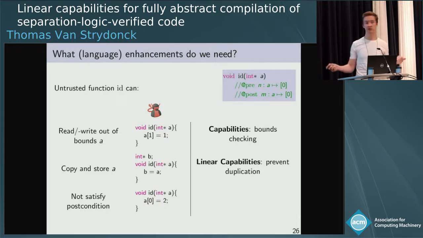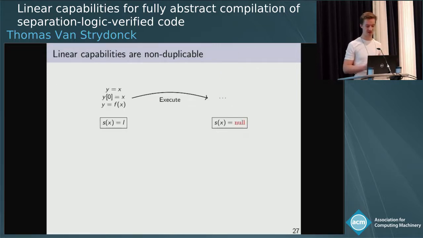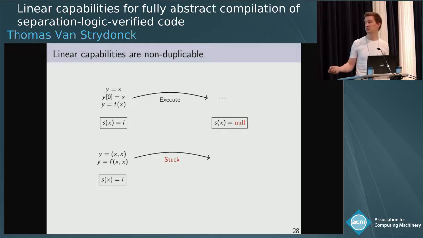To avoid copying and storing A, we introduce a special type of capability called a linear capability that prevents duplication. So linear capabilities are non-duplicable. What this means is that if we have a linear-capability-valued variable in the stack, for example, and we use it in one of these statements, we execute those statements, then after they are executed, this variable will be set to null in the stack, because otherwise we would be taking a copy of the capability. The other way around, if we use this value twice, our code will just get stuck in execution, because otherwise, again, we would have duplicated our capability value.